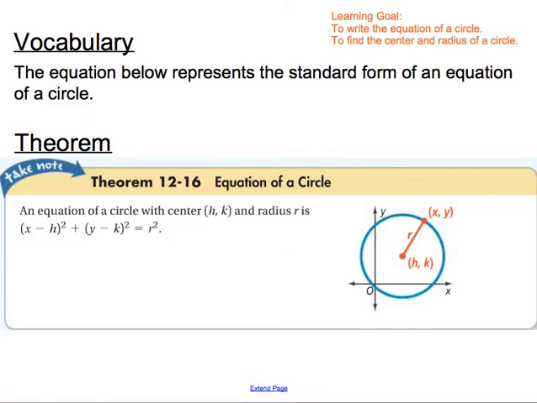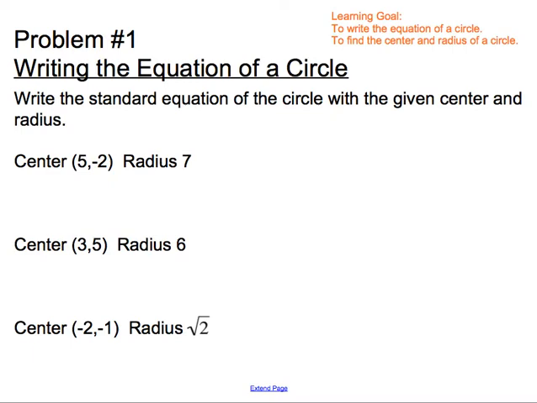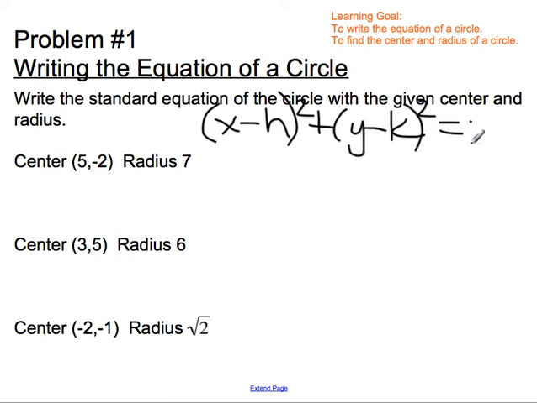This slide shows the general form of the equation of a circle. Given a point that is the center of the circle, we're going to label that point h, k, and we're going to have some radius of length r. We can write the equation of the circle in this form. So in this case, we're writing the general form of the equation of a circle given a center and a radius. Again, what we want to remember is the general form, which is x minus h squared plus y minus k squared equals r squared.